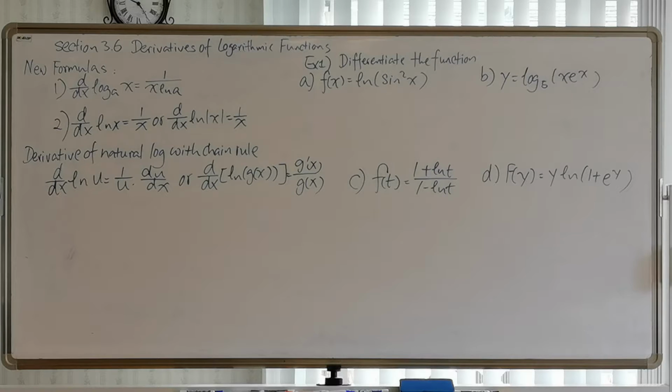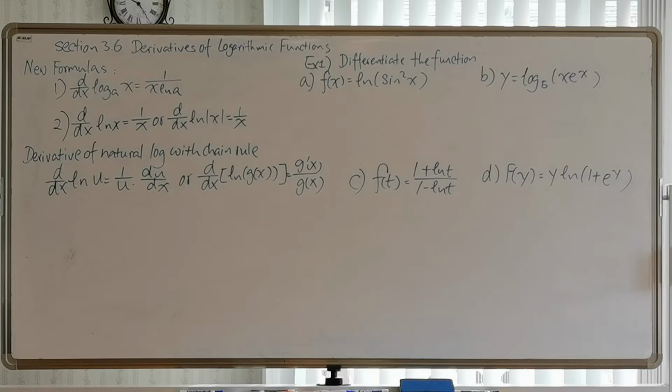So some of the formulas that I need to recognize here: the derivative of natural log of x is 1 over x, or the derivative of natural log of absolute value of x is 1 over x. And then log base a of x has derivative 1 over x times natural log of a in the denominator. And then the derivative of natural log with the chain rule: the derivative of natural log of u is 1 over u times u prime, or du over dx.